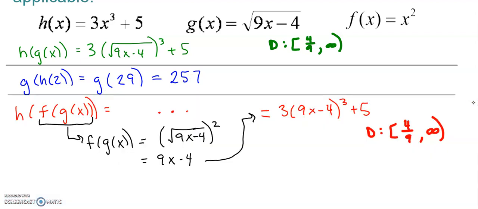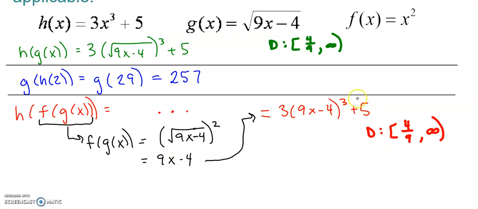The last one that we had here was the crazy h of f of g of x. So I actually started with f of g of x just because I thought that was easier to figure that part out first and then plug it back in. So I plugged in g of x into f, and that gave me 9x minus 4. Then I plugged that into h, which gave me this cubic right here.